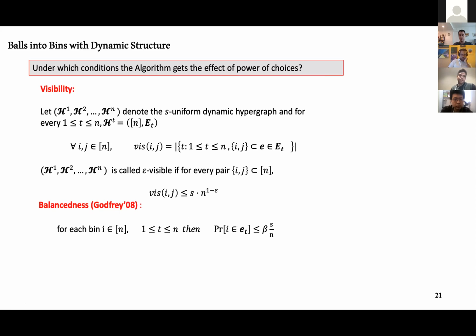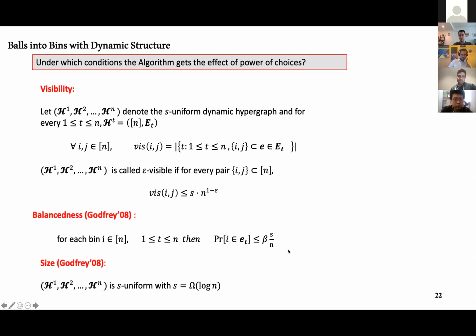The second condition that the hypergraph should satisfy is called balancedness, which means that if our hypergraph is S-uniform, then for every bin, the probability that the bin is chosen by the t-th ball is bounded by beta times S over n, where beta is some constant. The last condition is that for a given S-uniform hypergraph, S should be at least as high as log n. However, in our model, depending on D, we can define other sizes for S. For example, even if D is small, S can be some constant.